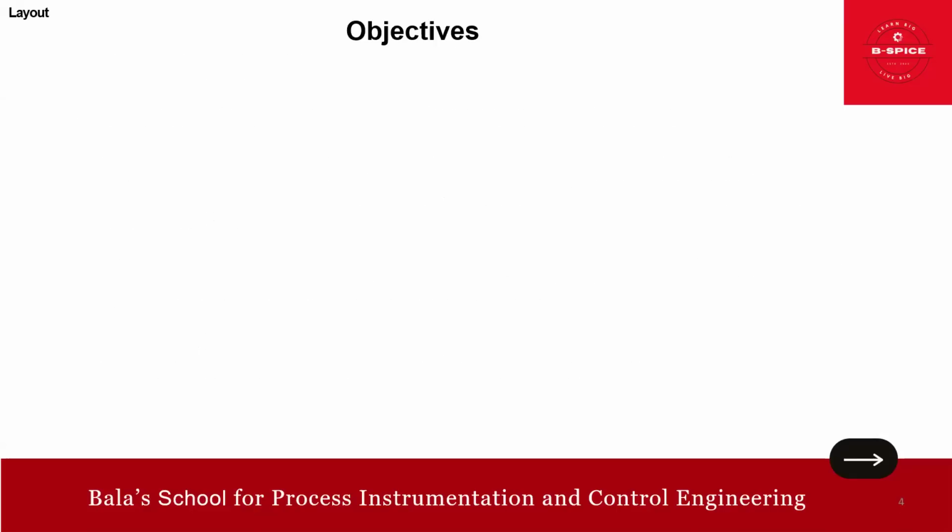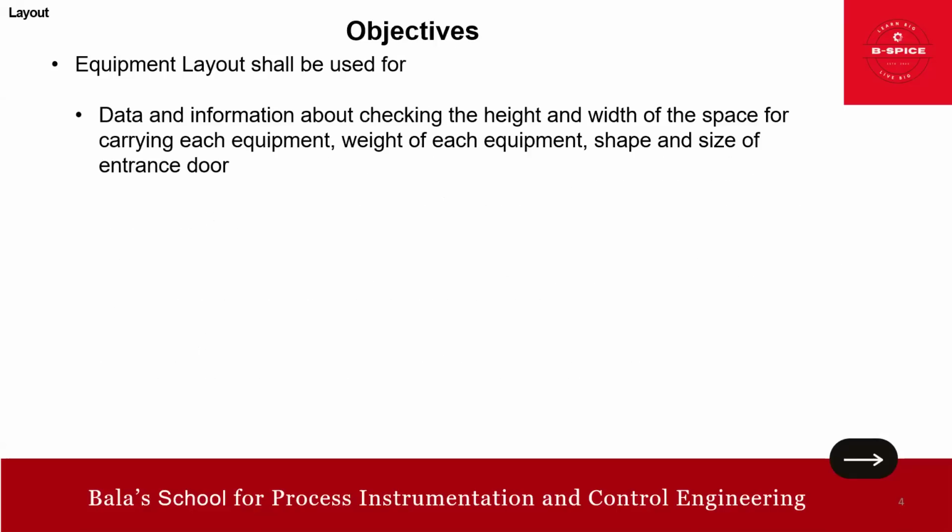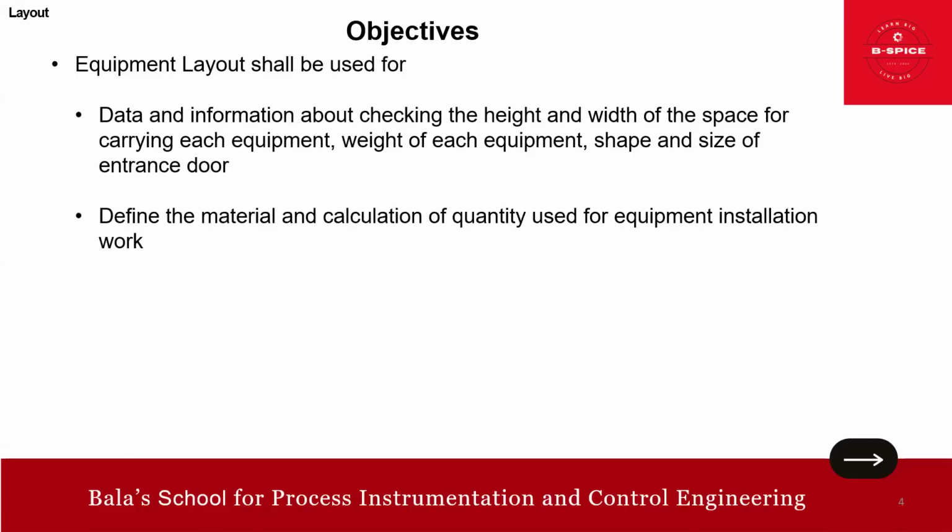A few more to add on. Data and information about checking the height and width of the space for carrying each equipment, weight of each equipment, shape and size of the entrance door. All this should be part of this equipment layout. And we should also use it to define the material and the calculation of quantity. How many panels, how many sensors, like the fire and gas, all these.